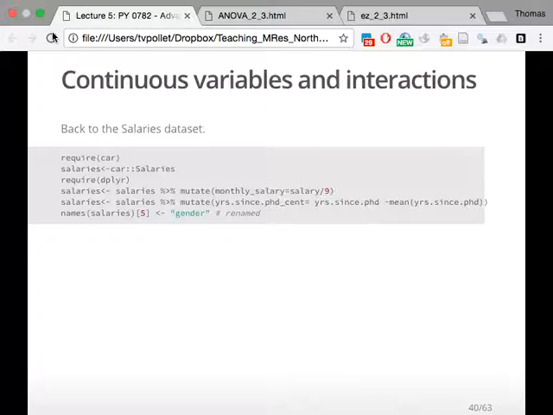So this is just me calculating monthly salary, which you've also done in part of the exercise, and then me centering the year since PhD variable, and then renaming, because one is called sex and I wanted to call it gender, so that's why I renamed it.